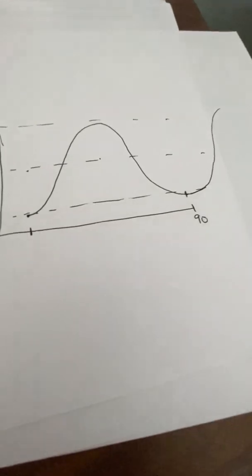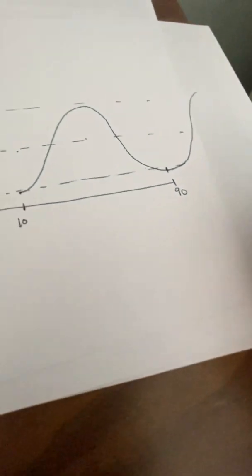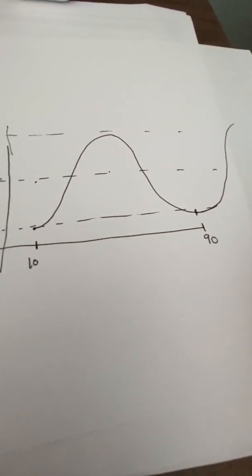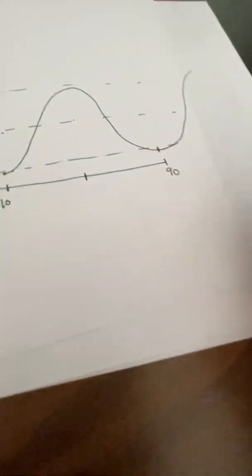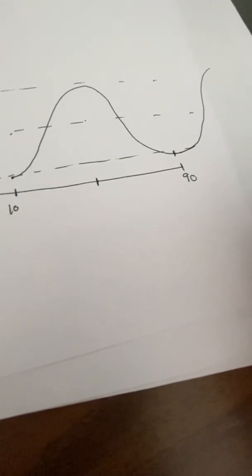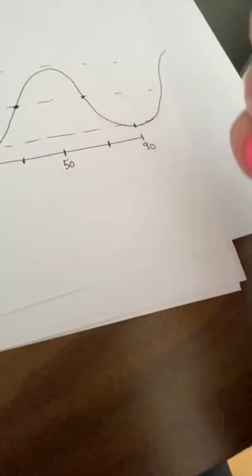Every time you want to know the key points, you always break it into quarters. So say this was 10 minutes and that was 90 minutes. Then the maximum is going to be halfway between the two. So 80 divided by 2 is 40, so that's going to happen at 50 minutes. And then where it hits the middle, you just break it in two again. So half of that would be at 30 and half of that would be at 70.